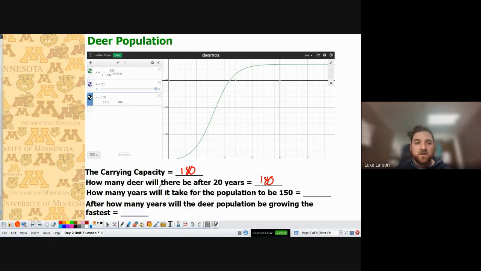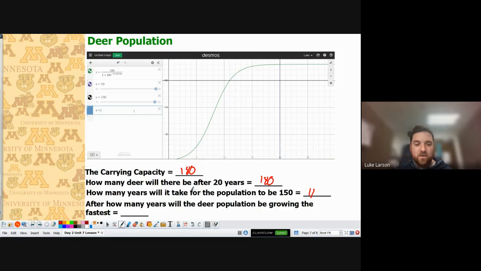And anything more than 20 years, you're going to get pretty much an answer that's 180 if you go past 20 years. All right, so now we're going to see, when is the population going to be 150? That's the y value. So y equals 150. Where does it cross the function? We get 10.9. So if I round, it will take after 11 years for this deer population to get to 150.